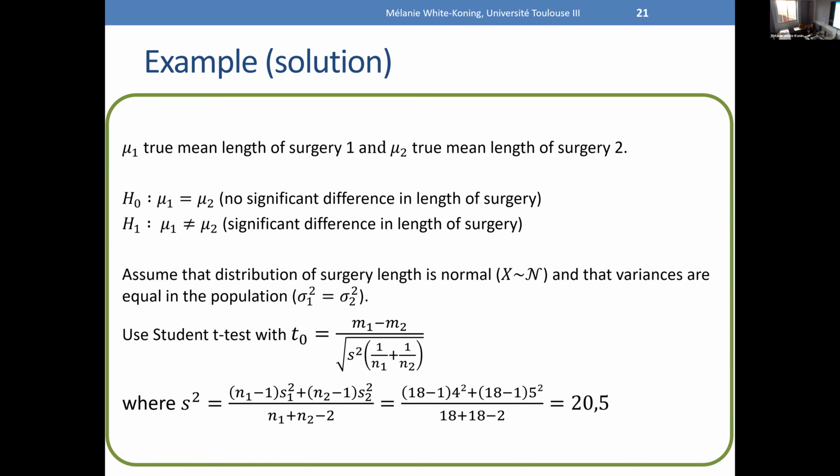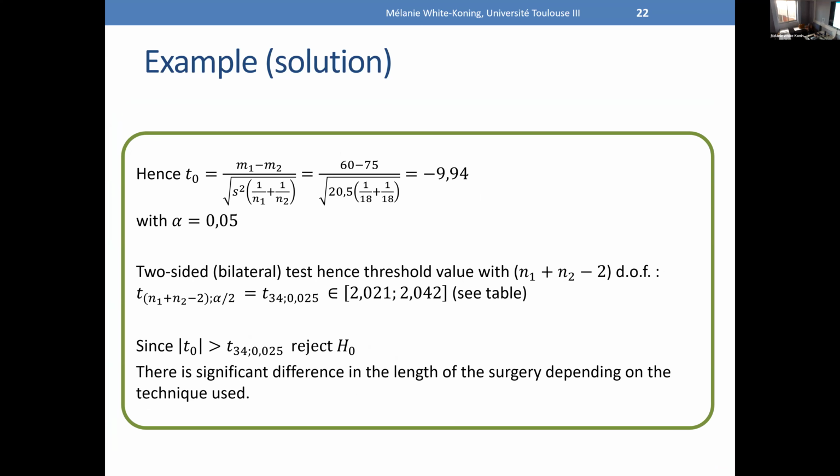If, for instance, the question had been, we want to show that the new surgery is shorter, then you make an alternative hypothesis, which is mu1 is less than mu2, for instance. Okay. So here we just said it's different. So we just need to find the threshold. So how do we find the threshold?